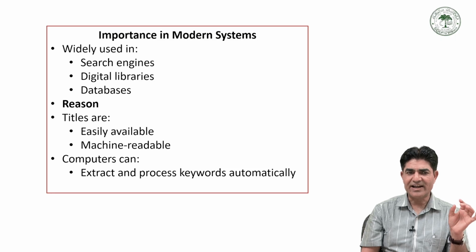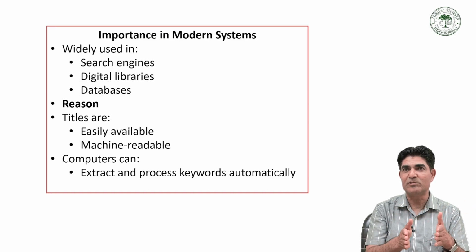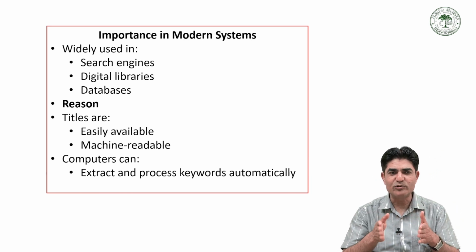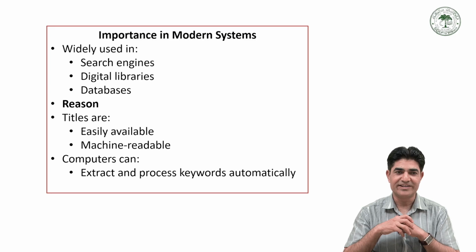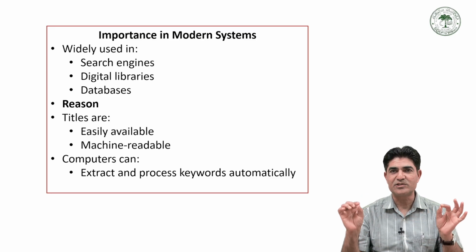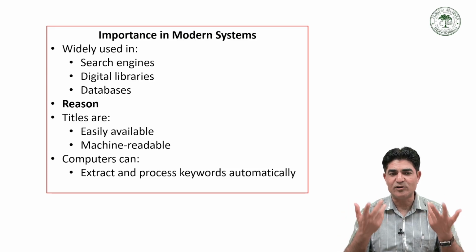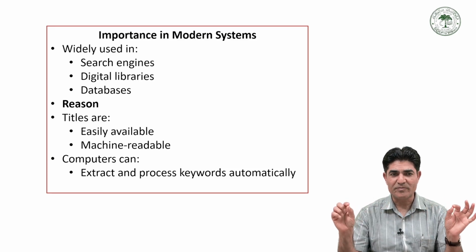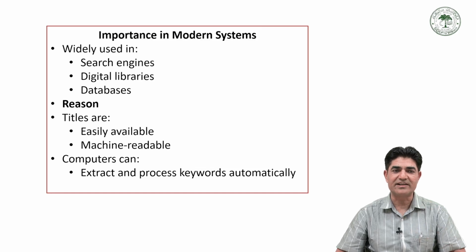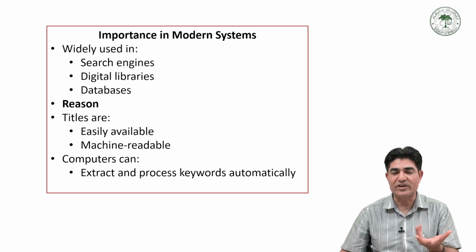What is the reason? Titles are easily available and they are machine readable. Because when you are doing data entry into the integrated library management system using a cataloging module, you try to enter the title of the document. Even if it is not readily available in machine readable form, at least if you are manually doing the data entry, you will put the title into the title column or title box. Then the system will easily extract the relevant keywords from the title. So this is the reason that this is an easily possible system of indexing.